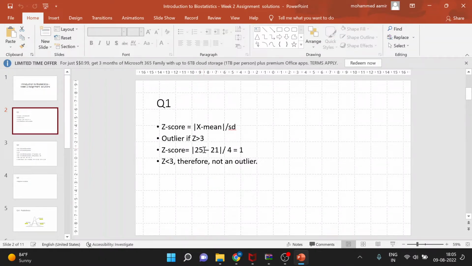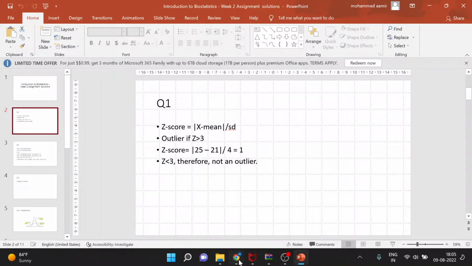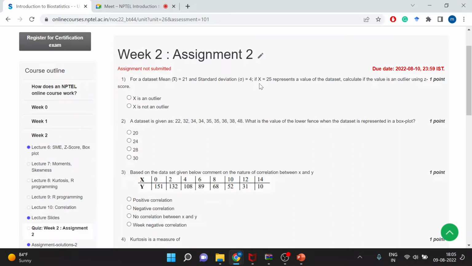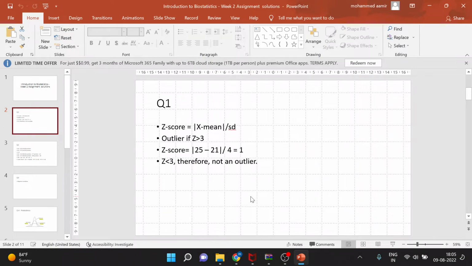Now, given that our point is 25, the mean is 21 and the standard deviation is 4, we get 25 minus 21 divided by 4, which equals 1. So 1 is clearly less than 3, so it's not an outlier. So the answer to the first question, whether the given value 25 is an outlier or not, is that it's not an outlier. Okay, did everyone get that? Is it all okay? Does someone have any problem with that or could not understand any part of it? Please speak up. Yeah, it's clear. Okay, moving on to the next question.